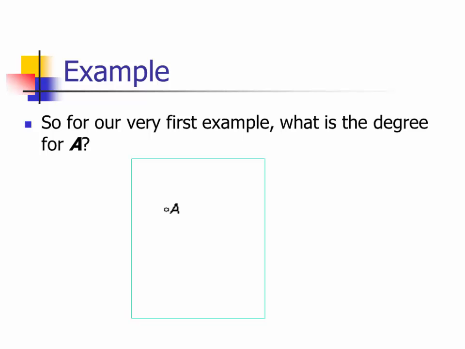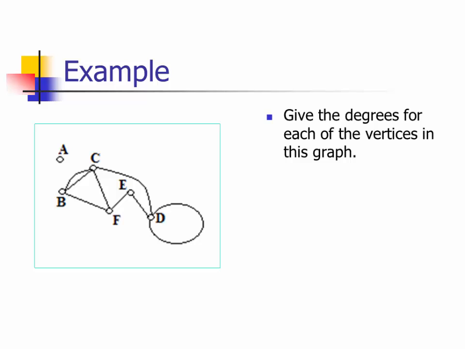So for our very first example, what would be the degree for A? Well, we don't have any edges at A, so therefore the degree is going to be 0. So take a moment and see if you can find the degrees for each of these vertices, and I will wait to give you a little time to think.